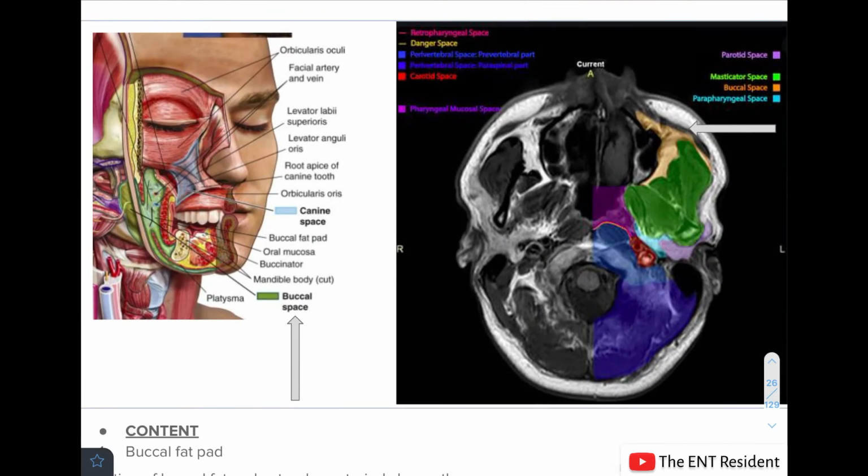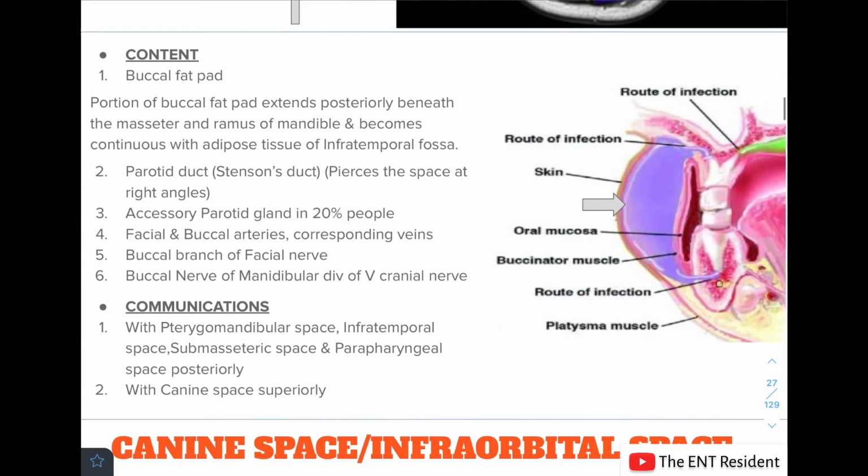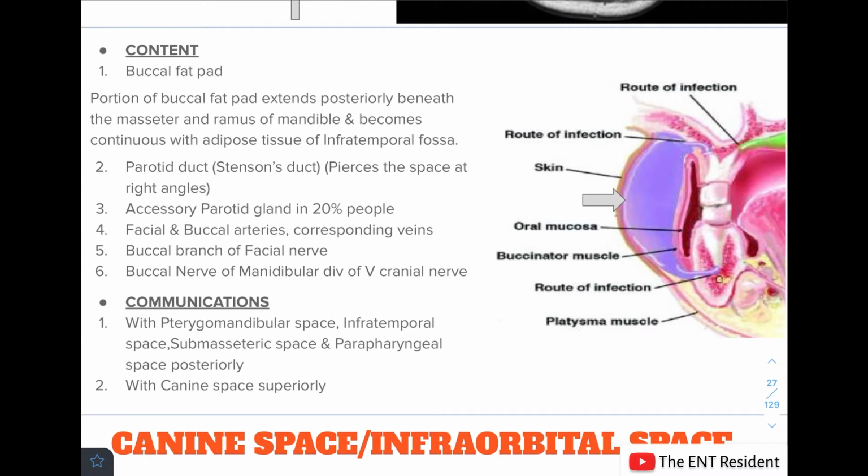Even in the picture over here you can see this green portion is the buccal space, and in this picture here you can see this yellowish or orangish region. This is the buccal space. Now this buccal space has different contents. These contents are the buccal pad of fat. The portion of the buccal fat pad extends posteriorly beneath the masseter and the ramus of the mandible, and becomes continuous with the adipose tissue of the infratemporal space or fossa.